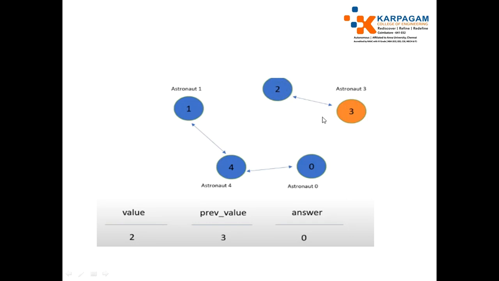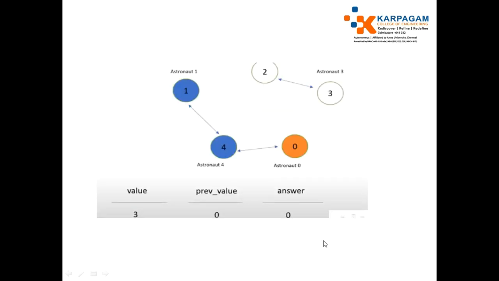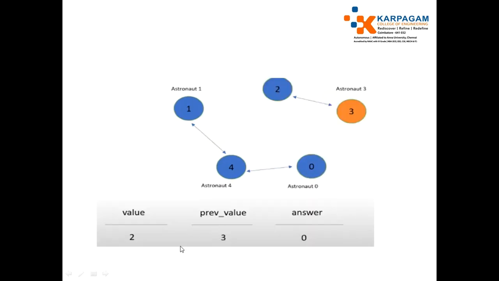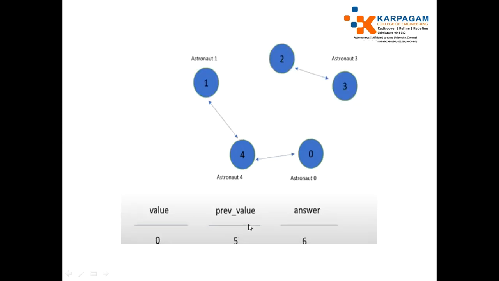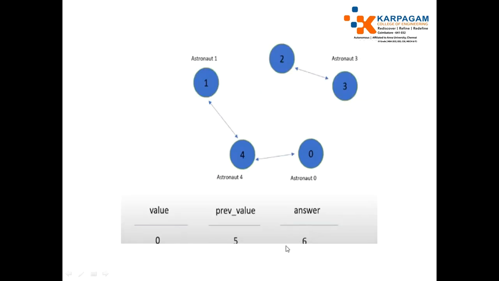Now you can see here I am at the end. There is no node to visit hereafter, so I am at the end of the process. The answer can be evaluated like old answer plus sum of old value into new value. By applying that logic, my answer becomes 6. My previous value becomes 3 plus another 2 values, so 5 is my previous value, and the answer fetched is 2 into 3. My 6 accumulates in my answer variable.